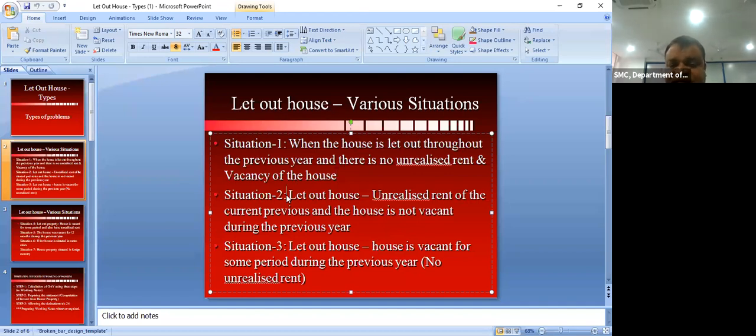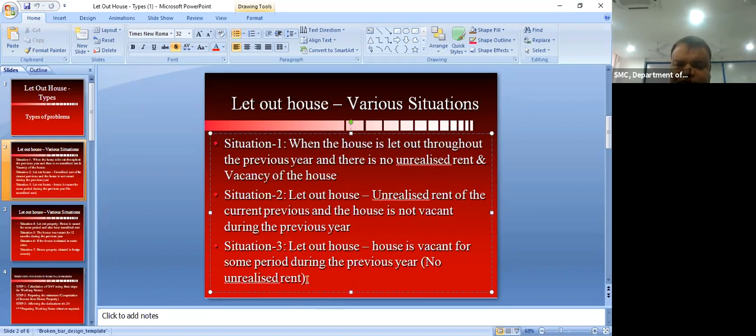And there might be a second situation where you have given a let out house for the complete year and there was no vacancy, but the rent has not been realized. Means he has not paid the rent. For 1 month he didn't pay. He went away. Out of 12 months, only 11 months he paid. 1 month he didn't pay. So that is called an unrealized rent. There could be this kind of situation also.